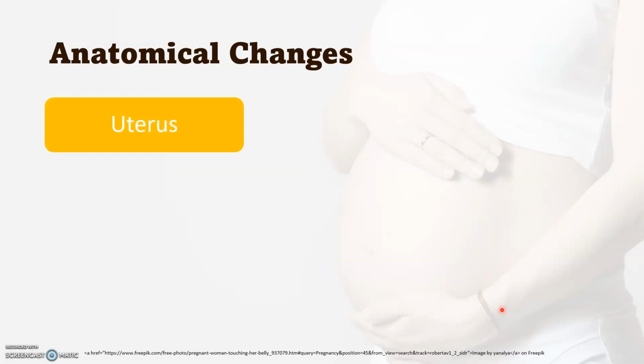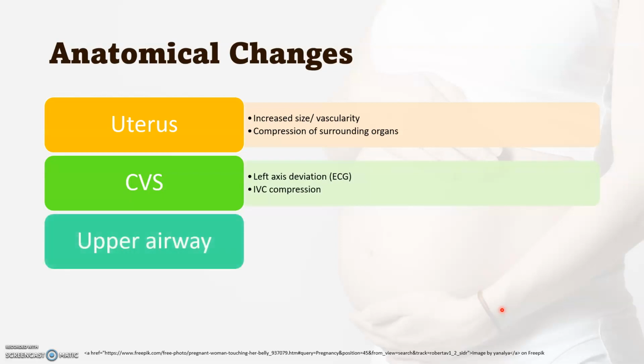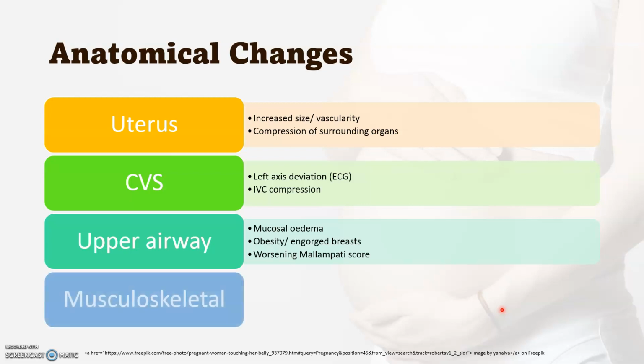The anatomical changes include changes to the uterus, increased size and vascularity, leading to compression of surrounding organs. In the cardiovascular system, the ECG shows left axis deviation, and as we said before, the gravid uterus may cause IVC compression. Changes to the upper airway include mucosal edema, obesity, engorged breasts, and a worsening Mallampati score, leading to difficult intubations, particularly in late pregnancy.